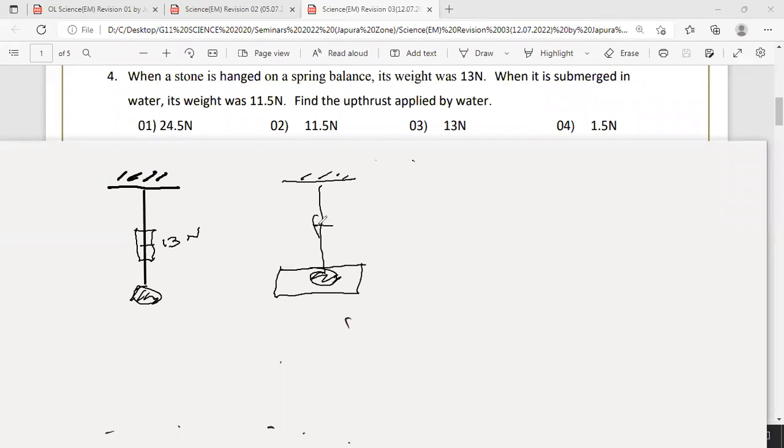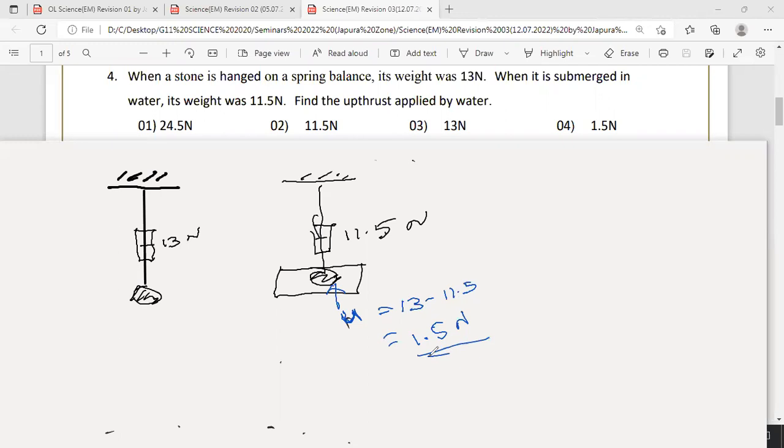Now the reading has decreased to 11.5 Newton. So what is this weight called? Apparent weight. Now there will be an upthrust acting on the stone by water, we call it U. How to find the upthrust exerted on the stone by water? Upthrust equals actual weight, or the real weight, minus apparent weight, that is 13 minus 11.5. You get how many Newton? 1.5 Newton.